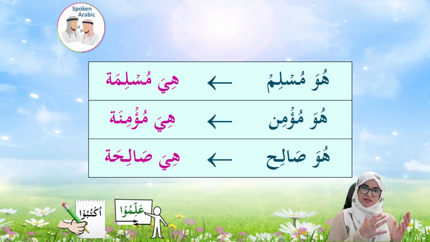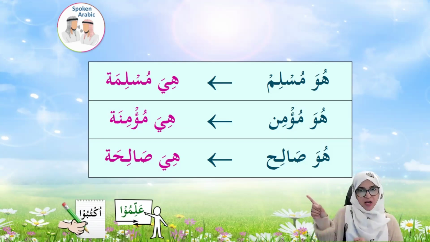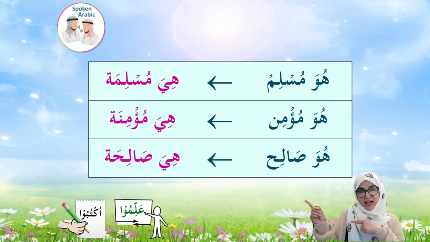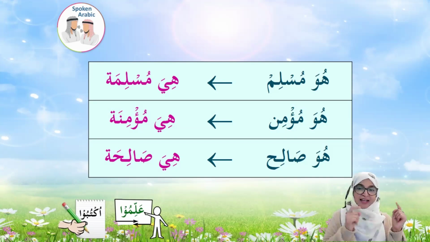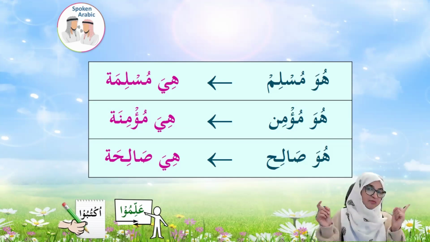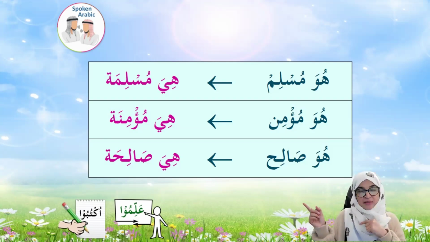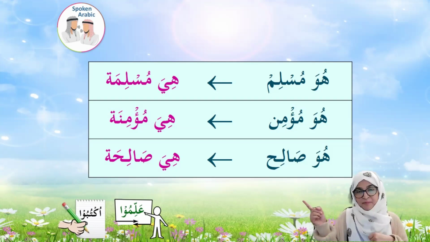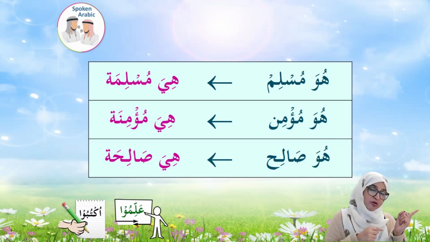So now let's change this into feminine. When I said huwa Muslim, now you have to change huwa. The huwa changes on the left hand, you will say hiya. The huwa becomes hiya. And Muslim, now change it into the feminine gender, Muslimah. So huwa becomes hiya, Muslim becomes Muslimah. So I will say huwa Muslim, and when I change, it becomes hiya Muslimah.